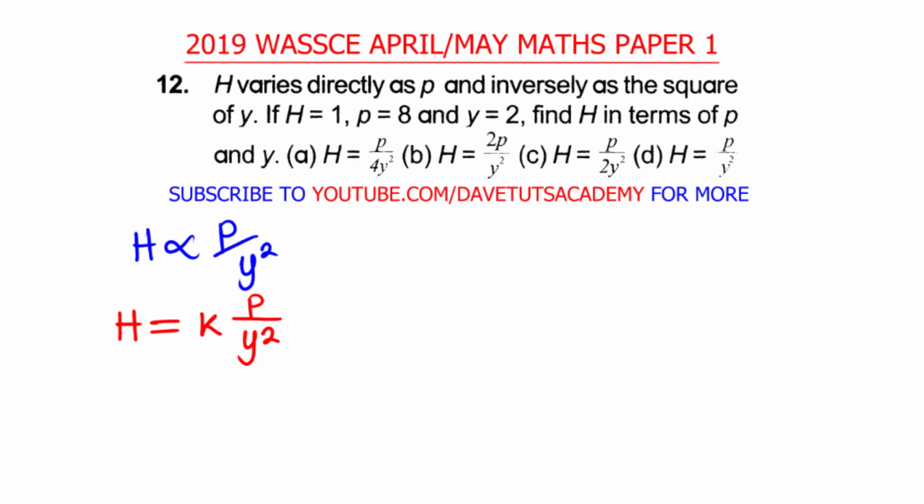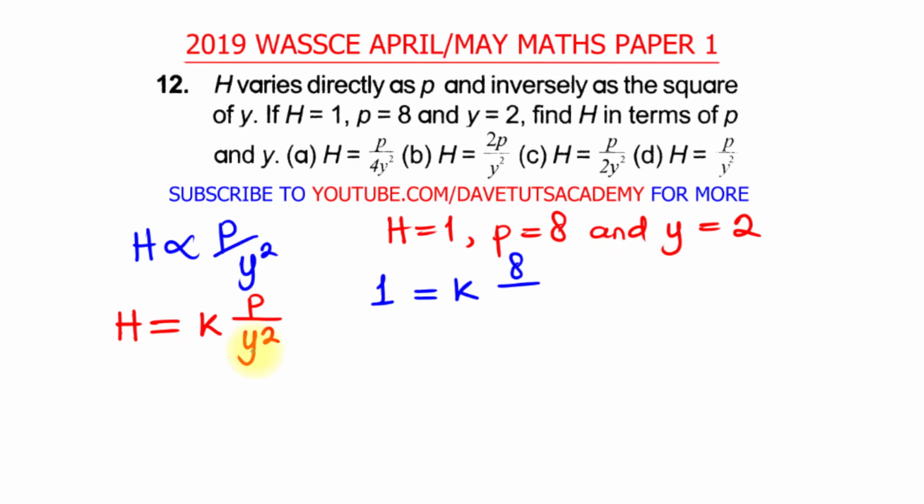Now in the question, look at the hint that we are given: if h is 1, p is 8 and y is 2. What we are going to do is substitute this particular set of values into this equation, such that instead of h we have 1, is equal to k multiplied by p. Instead of p, what do we have? 8 over y, which is now 2, and so we have 2 raised to power 2.